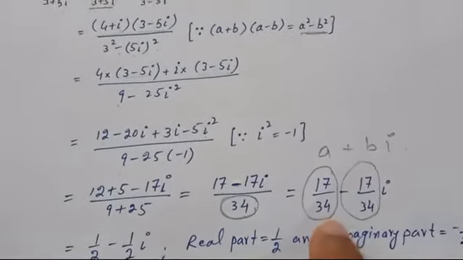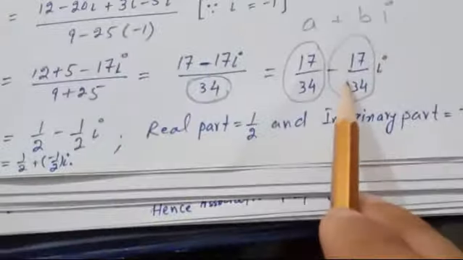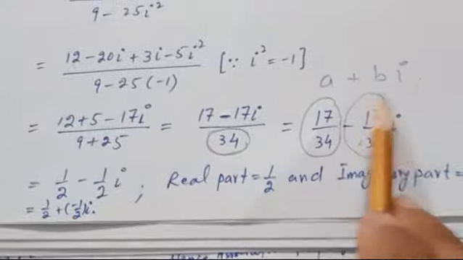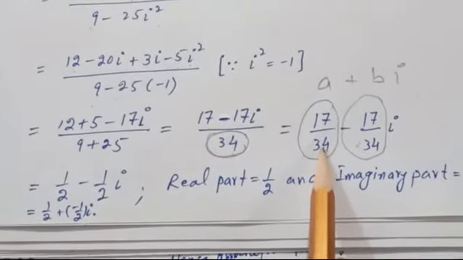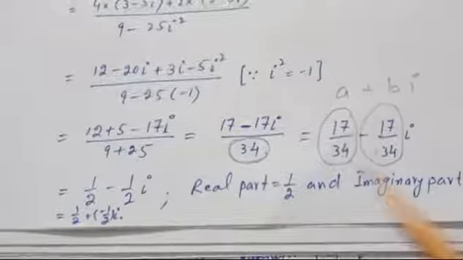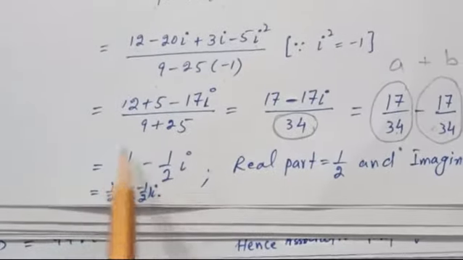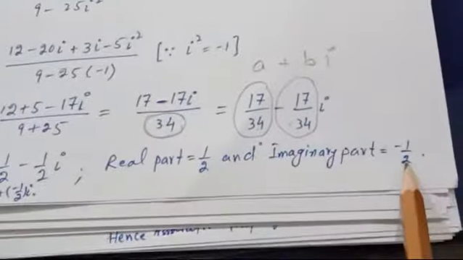So you clearly see that you are dividing two complex numbers, and at the end you will get a single complex number, and this is in the form of a plus b iota. Here the real part is 17 by 34 and the imaginary part is minus 17 by 34. So 17 by 34 is actually equal to 1 by 2. So the real part is 1 by 2 and the imaginary part is minus 1 by 2.